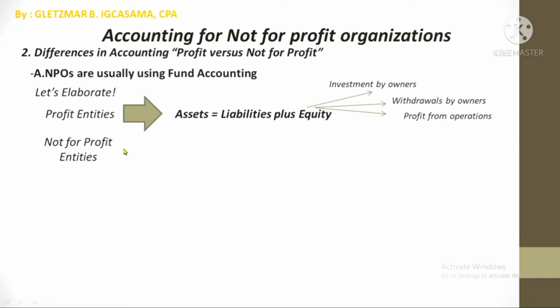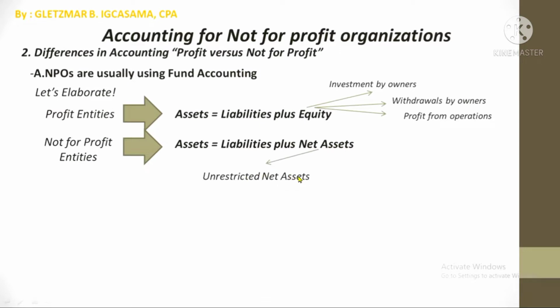Not-for-profit organizations look like this. Assets equals liabilities plus net assets instead of equity. The net assets here is composed mainly of two funds. One, the unrestricted net assets, which means the net assets that an NPO can freely use. And of course, the restricted net assets, which means these net assets are restricted from use either temporarily or permanently. I will elaborate on these temporary and permanent restrictions in the next videos.